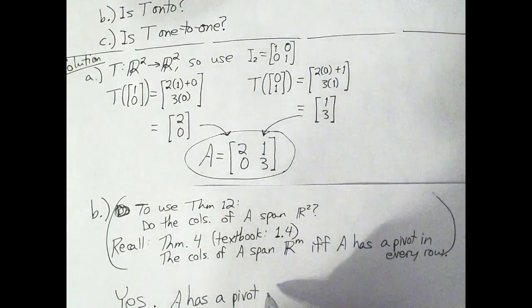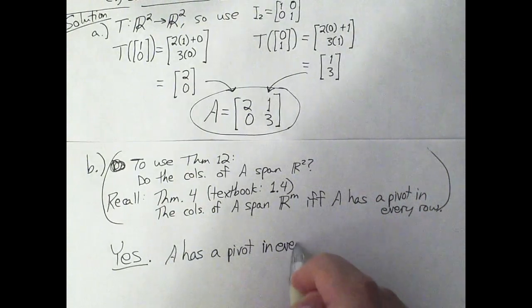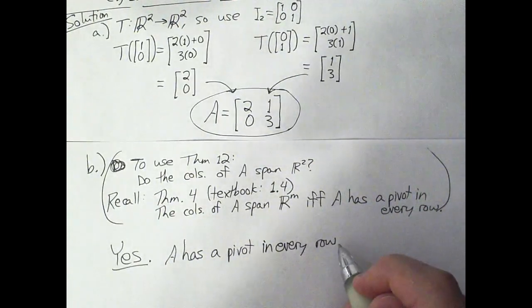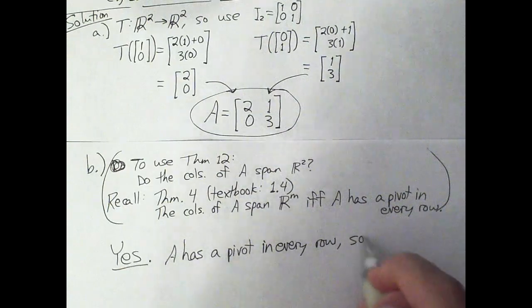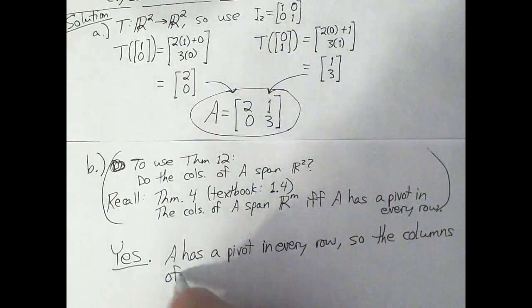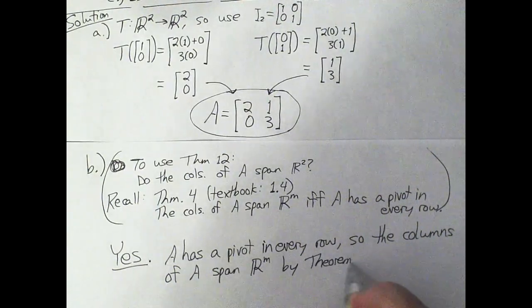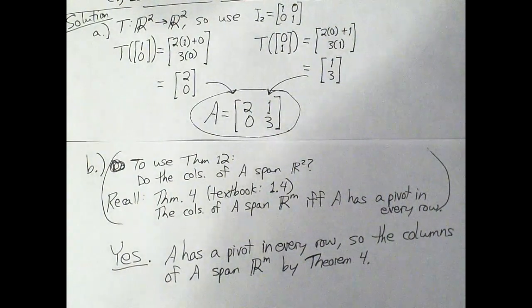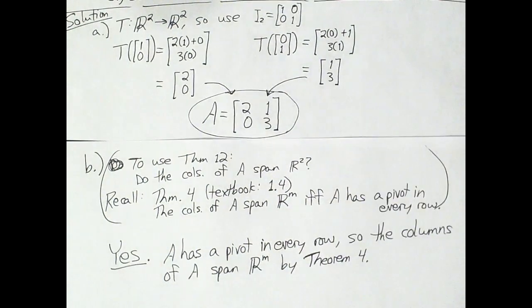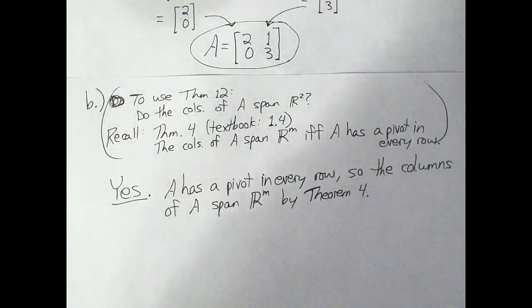just explain this or summarize. A has a pivot in every row. I think we can see that by observation. So the columns of A span Rm by theorem 4. So yes, this linear transformation is onto. And we found out by looking at its matrix A.